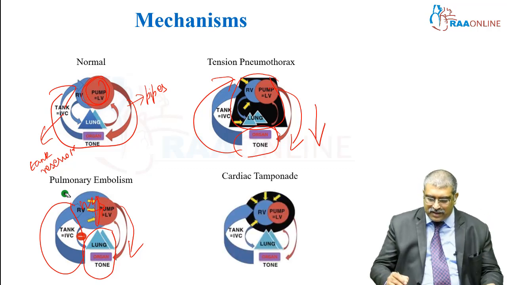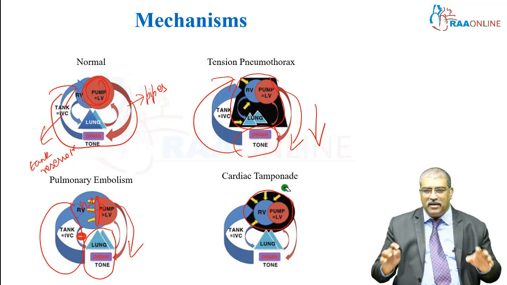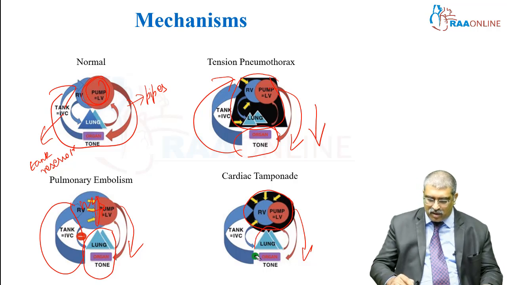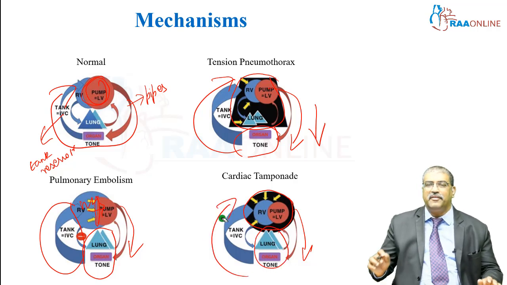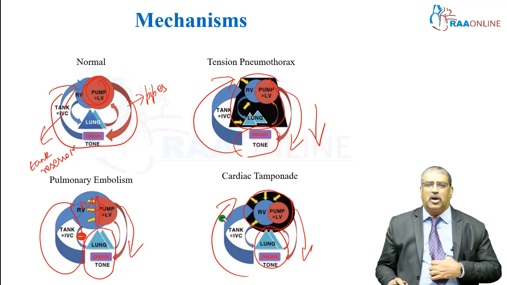In case of cardiac tamponade, there is blood or fluid around the right and left ventricle. Your pipe supply is decreased. The tone and lung are not much altered. Again, the IVC is dilated. These are the different features which happen with obstructive shock.